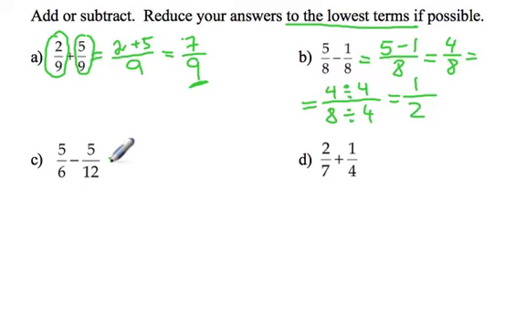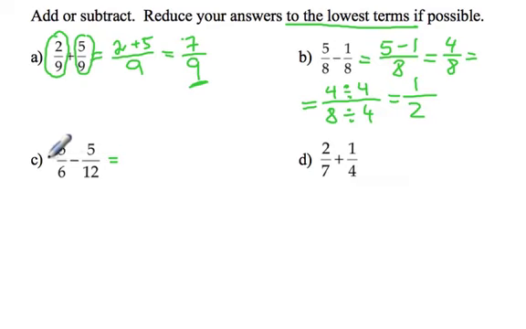Here we have to subtract two fractions, 5/6 take away 5/12. As soon as we see that the denominators are not the same, we have a denominator of 6 for the first fraction and a denominator of 12 for the second fraction, we know that we have to find a common denominator before we will be able to subtract the fractions. So in this case, we are looking for a number that divides by 6 and also divides by 12 evenly without a remainder. 12 divides by 6 and also 12 divides by itself. So our common denominator could be 12.